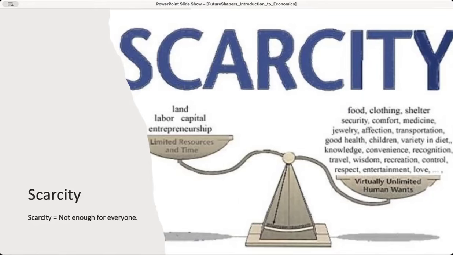For example, during COVID-19, hospitals faced limited supplies. In London, housing is scarce. Even your time is limited. Every decision involves trade-offs.